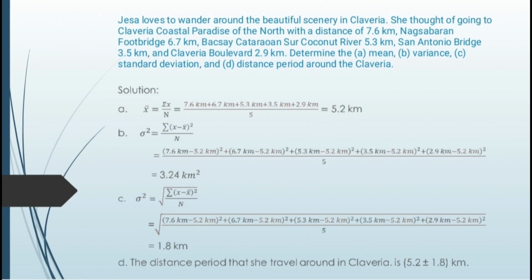Ganoon din ang the Jessel loves to wander around the beautiful scenery in Claveria. She thought of going to Claveria Coastal Paradise of the North with a distance of 7.6 km. Nagsabaran Footbridge 6.7 km. Baksay Catarawan Sur Coconut River 5.3 km. San Antonio Bridge 3.5 km. And Claveria Boulevard 2.9 km. Determine the mean, variance, standard deviation, and distance period around the Claveria.